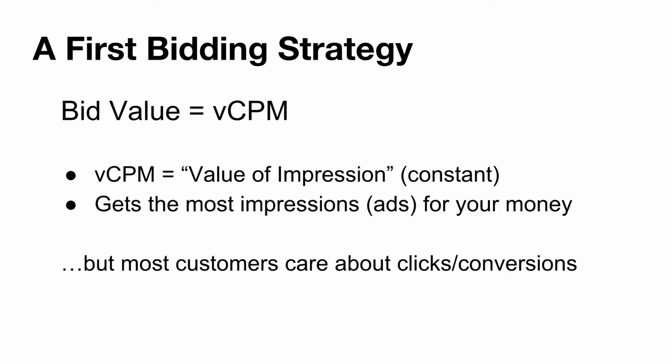So there are various bidding strategies. A really simple bidding strategy would just be to bid a flat amount per impression, which is the ad tech slang for an ad. You just figure, well, an ad's worth $1 to me, so I'm going to bid $1 on every ad. If you bid a flat amount, this gets you the most ads for your money. But like I said, we and our customers who work with us care more about clicks and conversions.